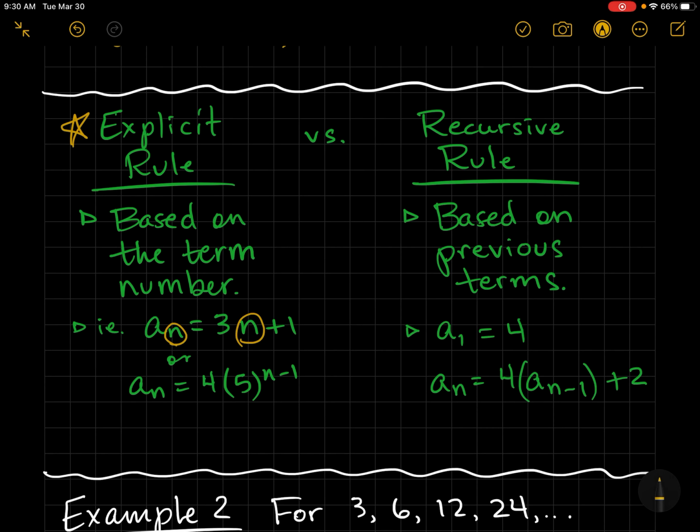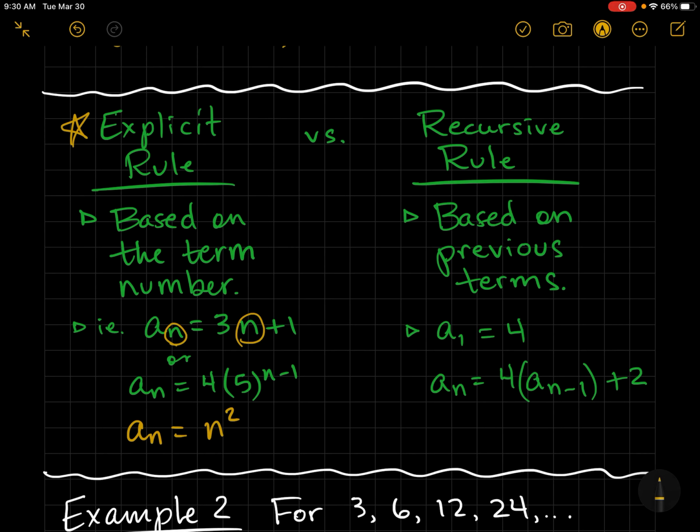Also, remember we have different types of explicit rules. They can be arithmetic or geometric, and there are others out there that are neither, but still can be defined explicitly. For example, a sub n equals n squared. That's not geometric and that's not arithmetic, but it's still an explicit rule where you can actually plug in a value for n.